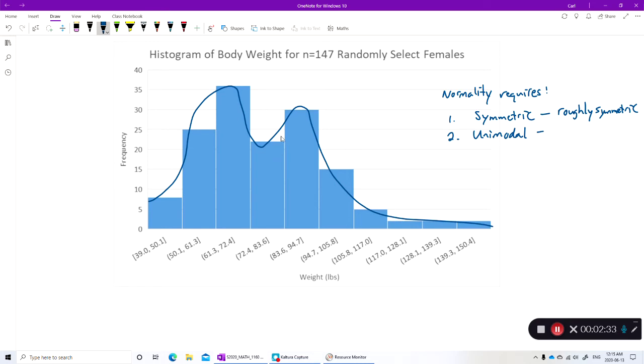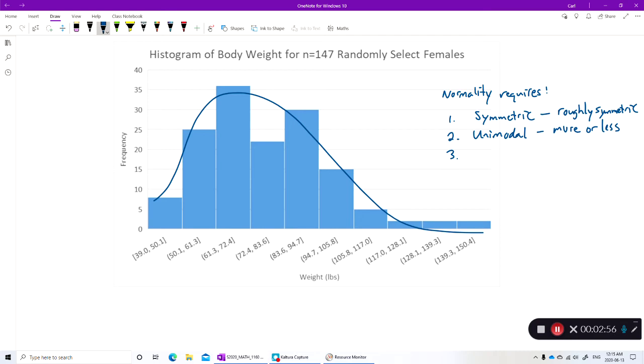So this is one of the shortcomings of this approach: the shape actually depends on how many classes you have. If I reduce the number of classes, I would generally smooth out the distribution, and I might lose that second peak. So here, what should we say? I don't know, more or less, right?